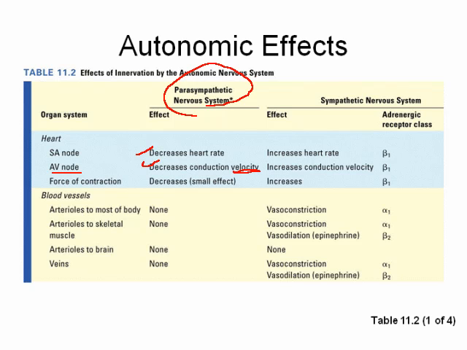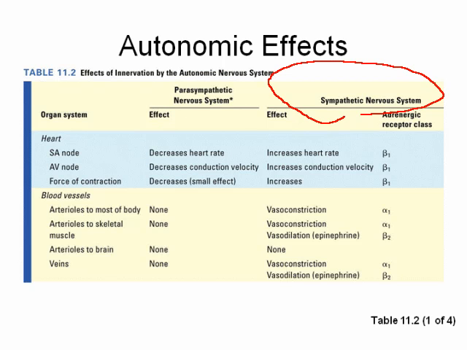So basically, the parasympathetic nervous system decreases heart rate, decreases the conduction velocity, that is, the speed with which action potentials move through the AV node, moving down through the electrical conduction system into the ventricles. And your book says that it decreases the force of contraction of the ventricle. It says it's a small effect. It is so small that most books consider it non-existent. And the parasympathetic system has no effect on any of the blood vessels. So the thing to keep in mind, parasympathetic nervous system decreases heart rate primarily.